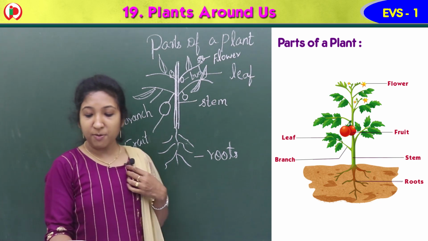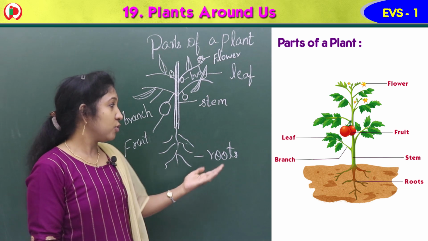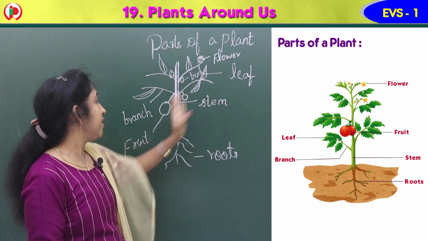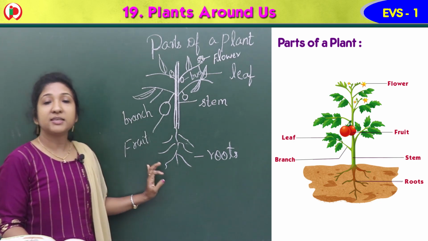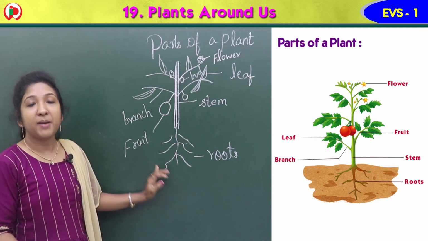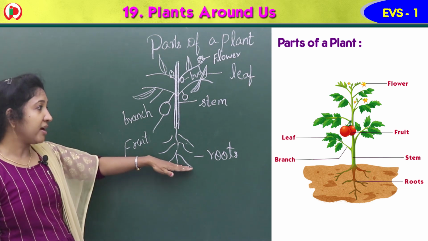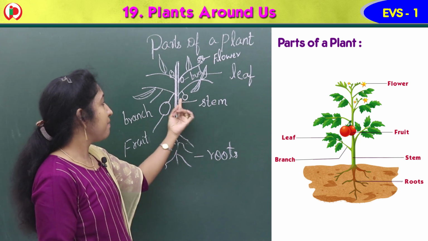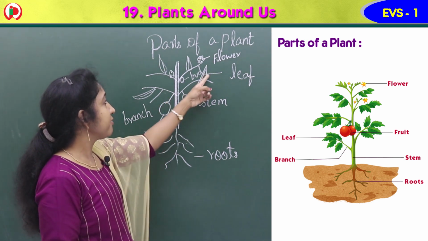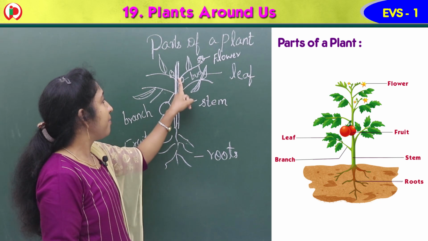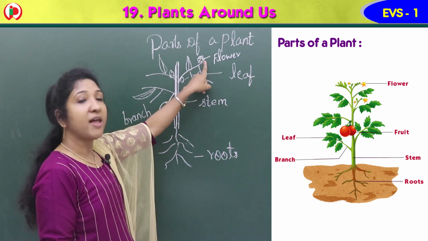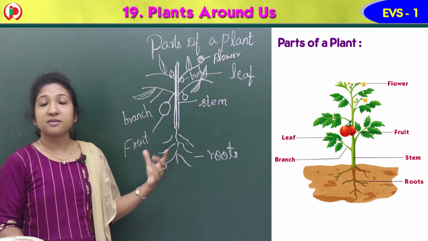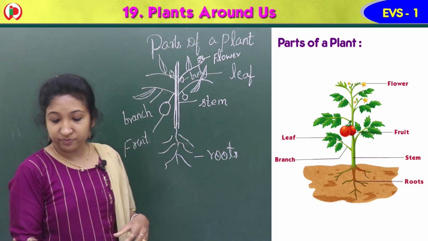So which are the parts of a plant, children? Roots, then stem, leaf, bud, flower, branch, fruit. Roots in the underground, then the stem, the middle hard part of the plant, then branches, leaves, and flowers. From the bud it blooms into flowers. Fruit also. Yes, these are the parts of a plant.